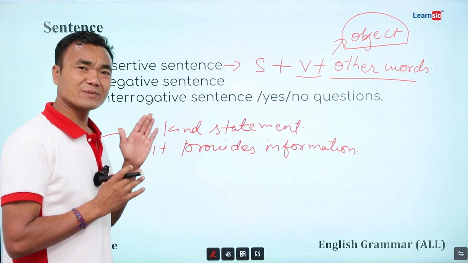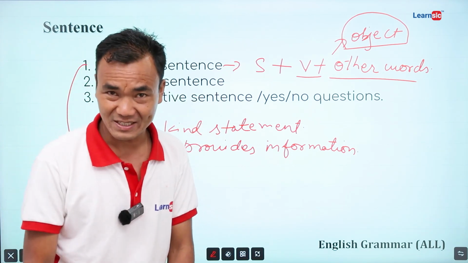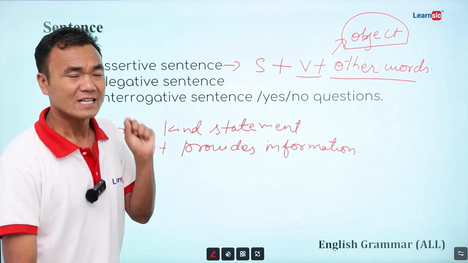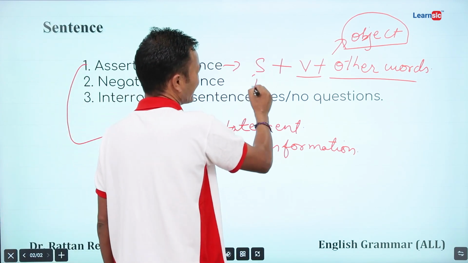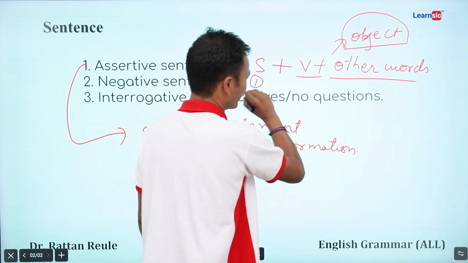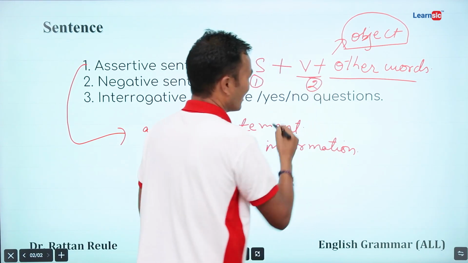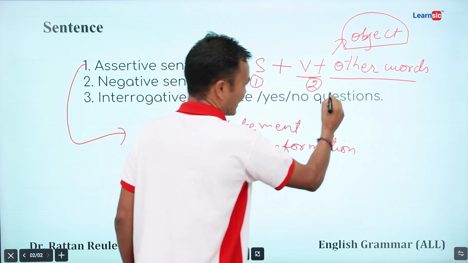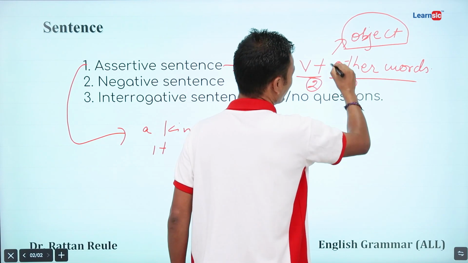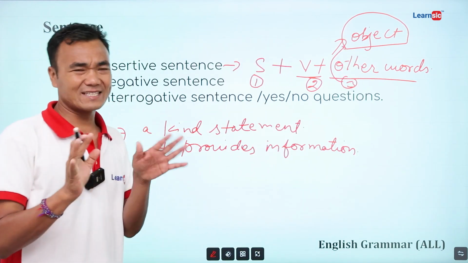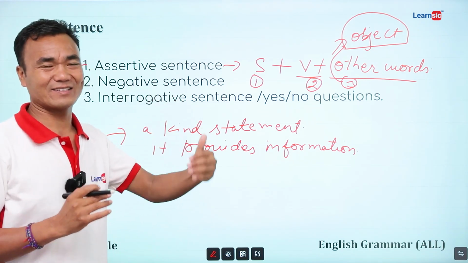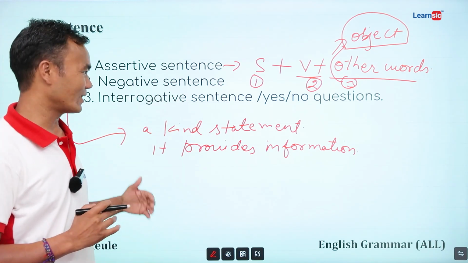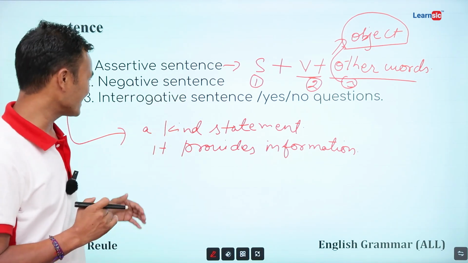An assertive sentence is an example of a positive sentence. It has three parts: subject, verb, and object, right? You are understanding very easily. The first part is the subject, the next portion is the verb, and the third is the other words, also known as the object. That is very simple and very sweet to understand, class, all my learners, all the English participants.